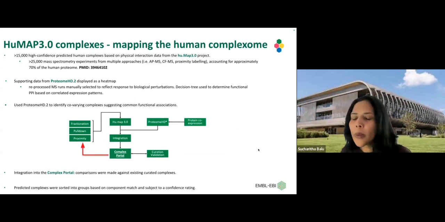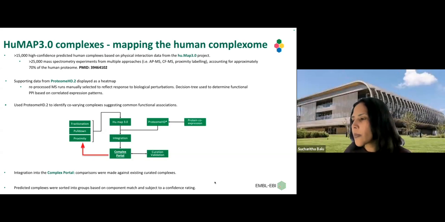So I'll just tell you a little bit about the HUMAP3 complexes. The majority of the predicted complexes, over 15,000 of them, come from the HUMAP3 project. This was a really nice collaborative project between us at the EBI and our 2 partner labs. One of them was Kevin Drew's lab at the University of Chicago, and the other was Gail Kristash's lab at the University of Edinburgh.